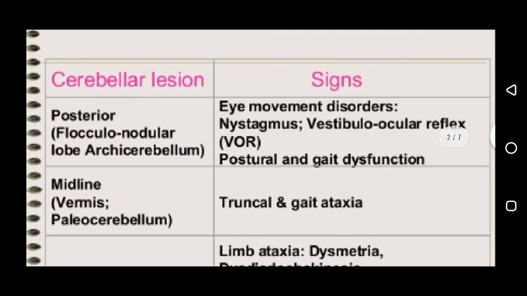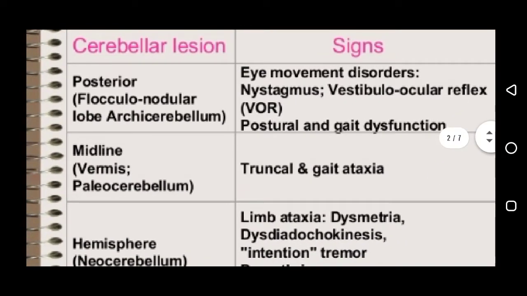Come to the signs, the cerebellar region part-wise according to division. When there is a lesion of the posterior part of the cerebellum, that is the flocculonodular lobe, the archicerebellum, the signs appear due to the lesion of this part. These include eye movement disorders, nystagmus, vestibulo-ocular reflex disorders, and postural and gait disturbance.